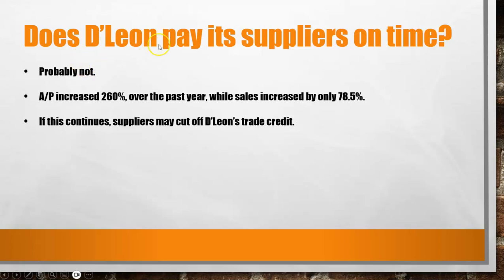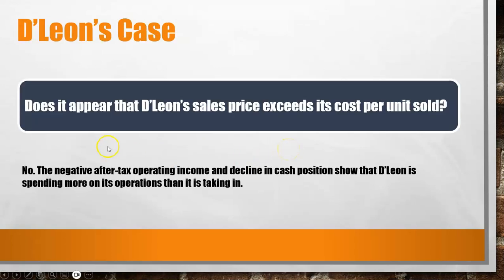Did DeLeon pay his suppliers on time? Probably not. AP increased 260% over the past year, while sales increased by only 78%. If this continues, suppliers may cut off DeLeon's trade credit. Does it appear that DeLeon's sale price exceeds its cost per unit sold? No. The negative after-tax operating income and declining cash position show that DeLeon is spending more on its operations than is taken in. It's getting a little bloated, or it's not selling enough.